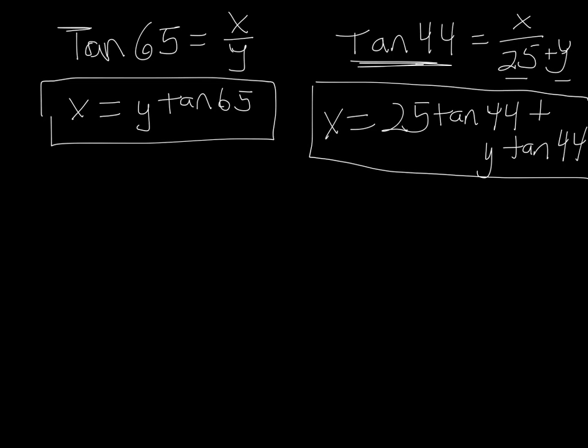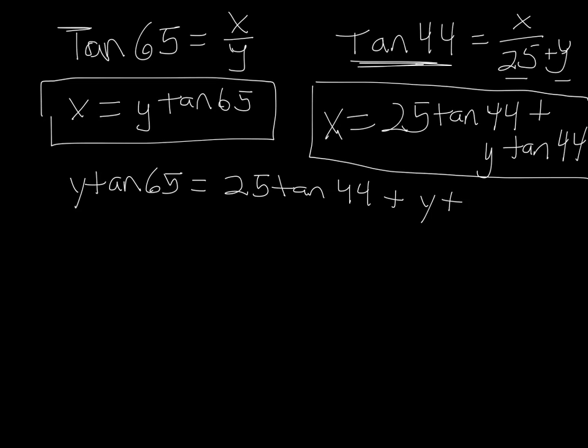So now I have two equations that are both equal to x, so I can set them equal to one another. So y tangent 65 equals 25 tangent 44 plus y tangent 44. Now you can keep manipulating the equation, still keeping it in using the tan, but a lot of people would like to go ahead and solve that into its decimal form here.